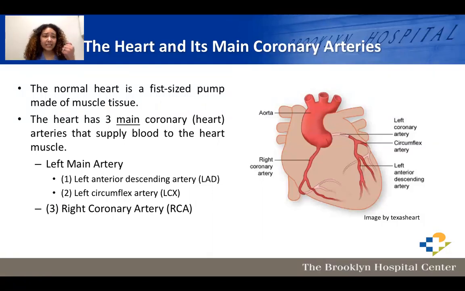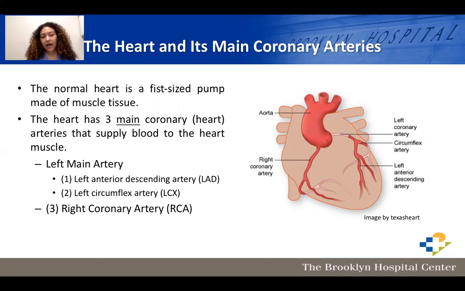A normal heart is the size of a fist, and it's a pump made of muscle tissue. The heart has three main coronary arteries that supply blood to the heart muscle: the left anterior descending, LAD, the left circumflex, and the right coronary artery. If you look at your fist, follow me. The first set of your knuckles is your LAD, and laterally would be your circumflex. On the top of the thumb, form a C in the back, and that'll be your RCA, your right coronary artery.